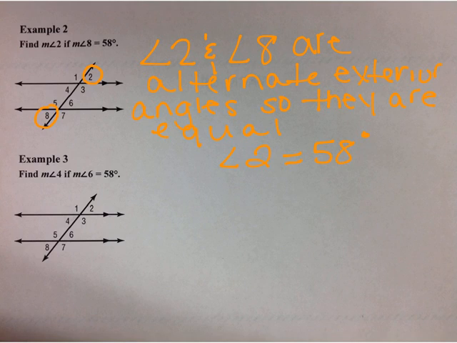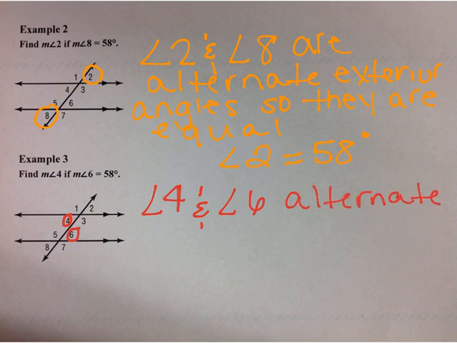Alright, so example 3 says find the measure of angle 4 if the measure of angle 6 is 58 degrees. So we have angle 4 here and angle 6 here. Alright, so angle 4 and angle 6 in this case are going to be alternate interior angles.